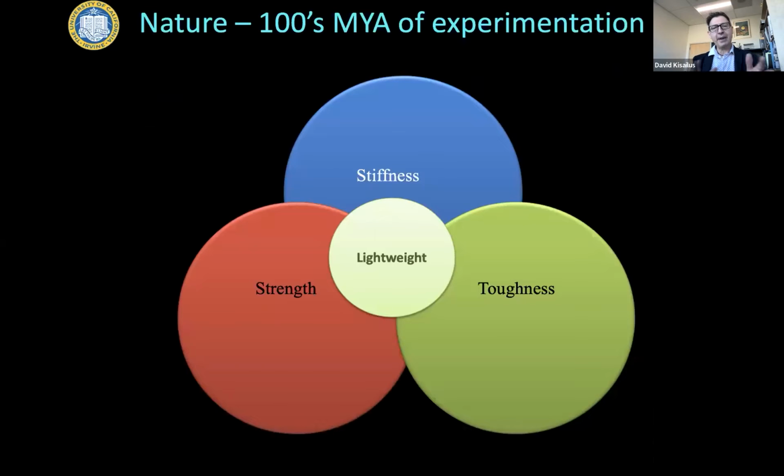Okay, so nature has evolved over hundreds of millions of years. And I'm currently directing an $8 million center on advanced materials that are strong, tough, can absorb energy, are stiff, but are also lightweight.